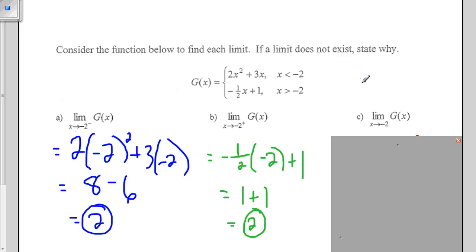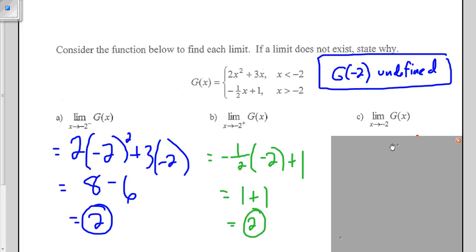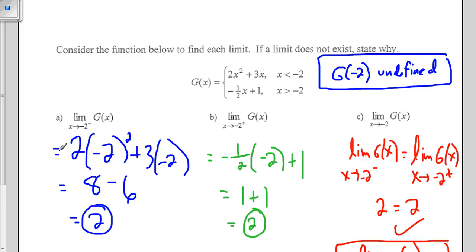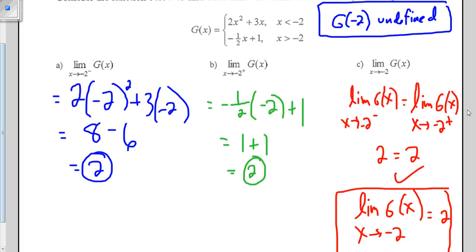And there's always some confusion. People think, well, next they want to know the limit as x approaches negative 2. Well, it's not defined at x equals negative 2, but they're not asking that. They're not asking for the function value. And the limit exists because the limit from the left is equal to the limit from the right. They're both equal to 2. Therefore, the two-sided limit as x approaches negative 2 is going to be equal to 2.